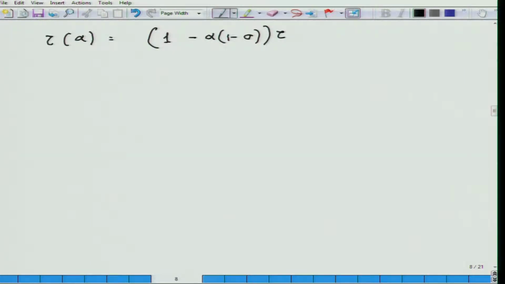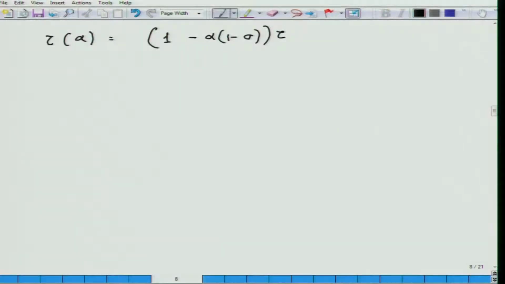Now, alpha is a quantity between 0 and 1, sigma is also a quantity between 0 and 1. So, this is less than 1, this is less than 1, this product is less than 1. So, 1 minus this something is bigger than 0, into tau. So, tau alpha is a fraction of tau. So, what we have concluded is that tau alpha is a fraction of tau, and that is what we require, the value should come down.